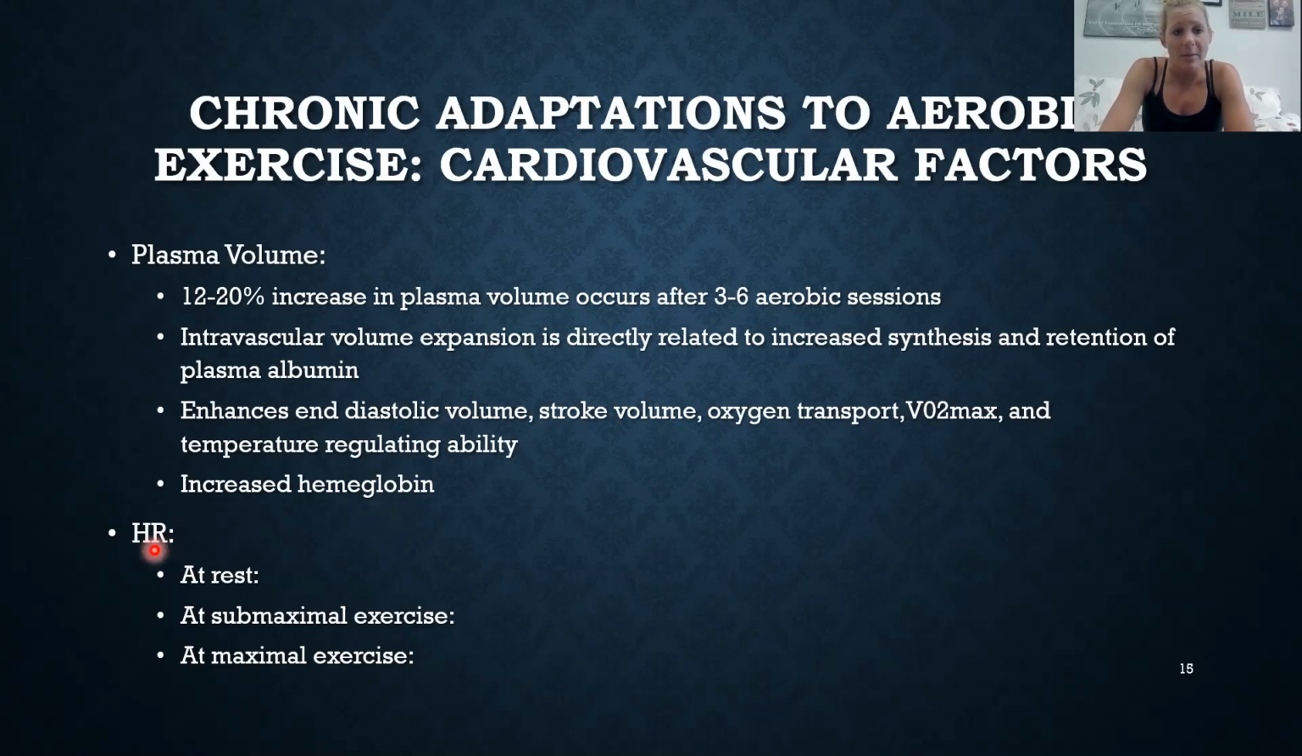Okay. So when we think about heart rate and how heart rate might change with chronic exercise, I'll give you these details first and then I'll explain why. At rest, my heart rate will decrease. During submaximal exercise, my heart rate will decrease. During maximal exercise, no change. Okay. So let's talk about why this is. At rest, my heart rate will decrease because I have an increase in stroke volume. So I'm able to send out more blood in one single contraction. So instead of doing this, I'm able to do this. Again, I'm sending more blood out, but fewer times per minute. So at rest, heart rate decreases.